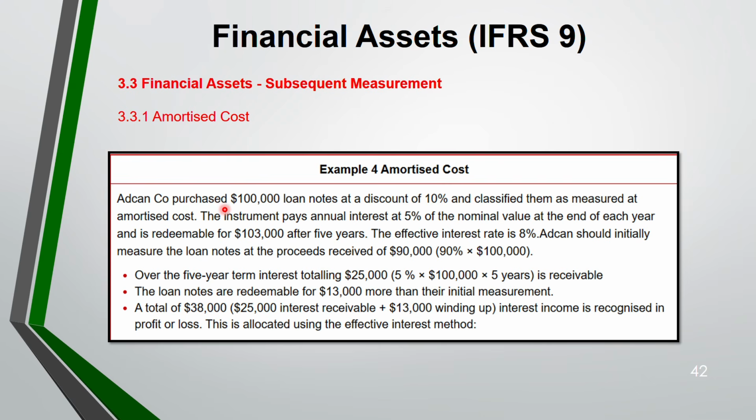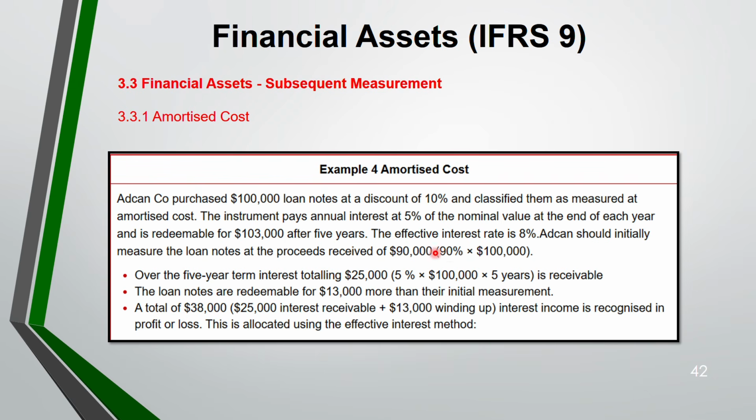Then the loan notes are redeemable for 13,000 more than the initial measurement. Initially they are measured at 100, sorry, the discount. You have to take the discounted figure. It's 90. But it is redeemable after 5 years at 103. So the difference between 90 and 103 is 13,000. Loan notes are redeemable for 13,000 more. You don't compare 100 and 103. You compare with 90.